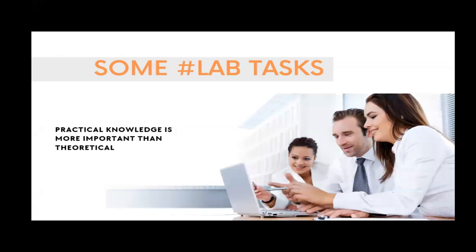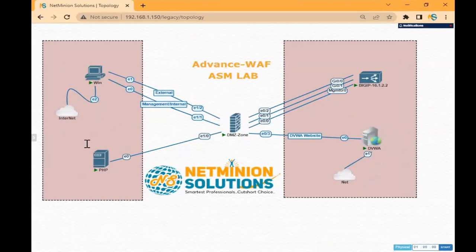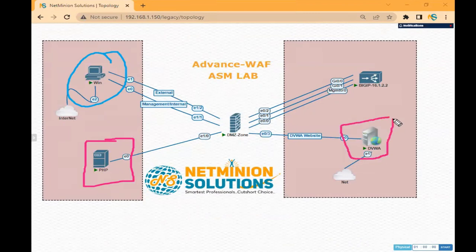So what kind of lab do we have? First, let me show you. This is the lab for the Advanced WAF, where this PC is acting as a management PC and also as an external user. There are two websites, one PHP auction, second DVWA. These two are vulnerable websites where we will put a lot of attacks.